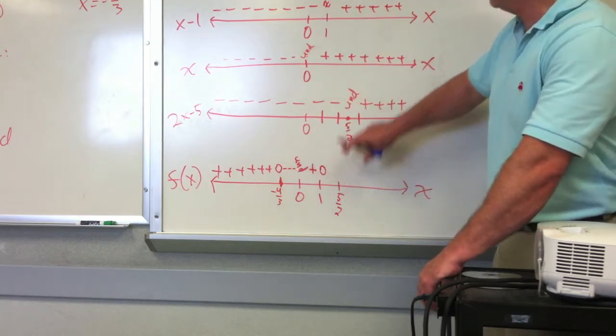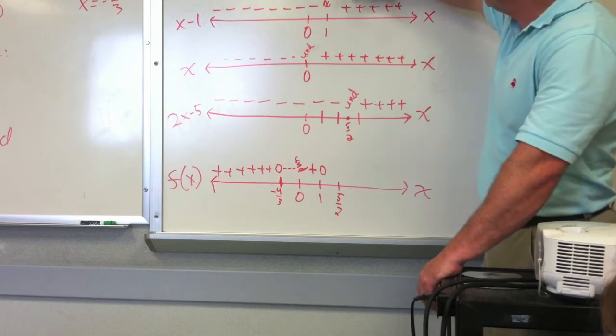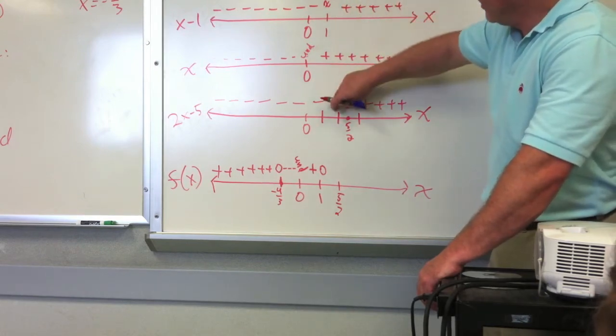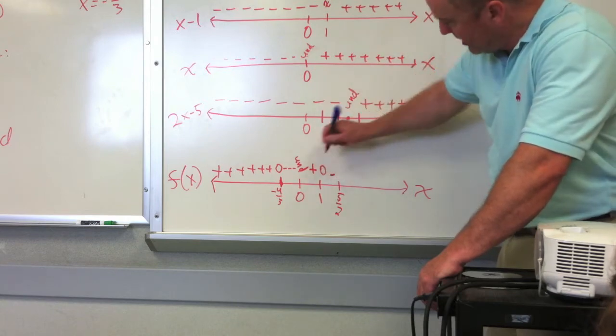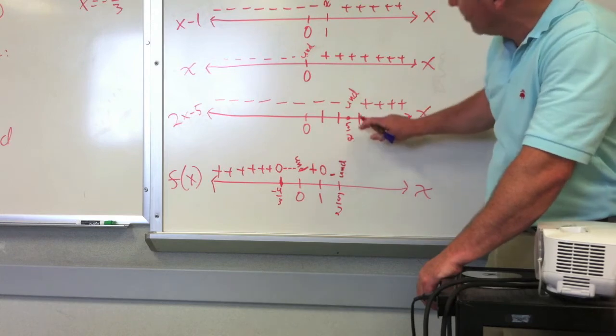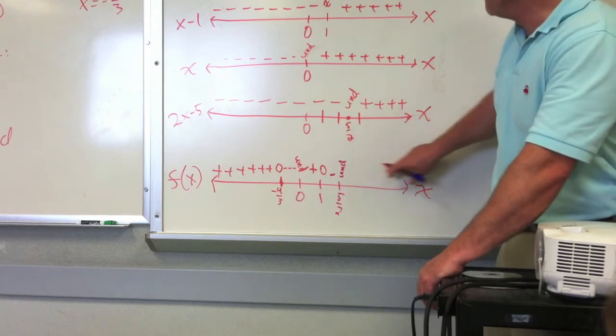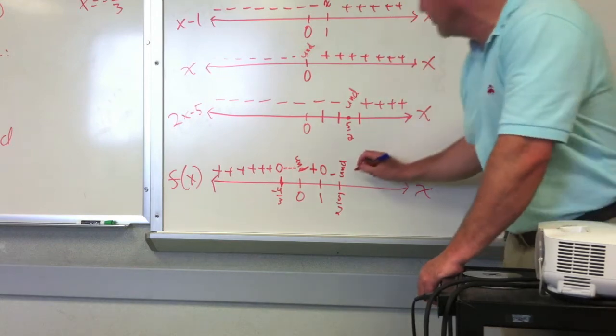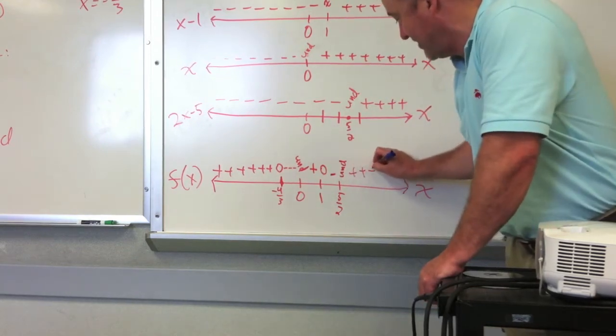Between 1 and 5/2, I have positive, positive, positive, negative. So negative. At 5/2, the function's undefined because my 0 is in a denominator. And then from 5/2 up, I have a positive times a positive on top of a positive times a positive. Positive, yeah, that would be.